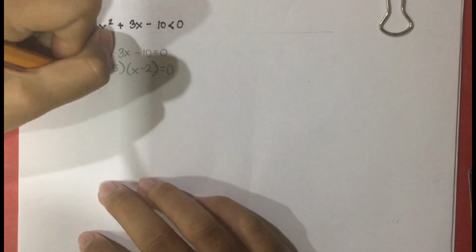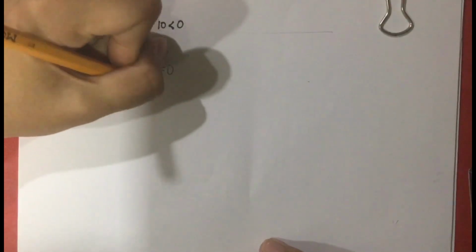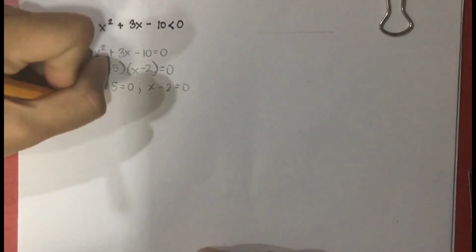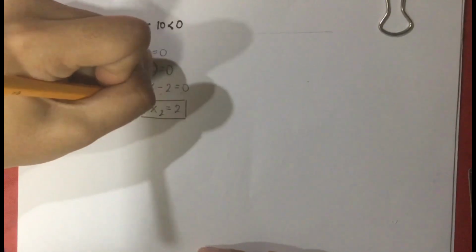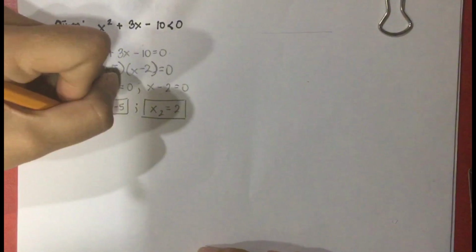Then we are going to apply the zero product property, which is ZPP. So x plus 5 is equal to 0 and x minus 2 is equal to 0. So x sub 1 is negative 5 and x sub 2 is positive 2. This is what we are going to call our critical points.